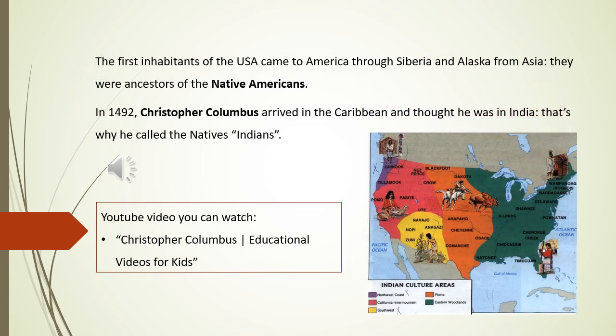The first inhabitants of the USA came to America through Siberia and Alaska from Asia. They were ancestors of the Native Americans. In 1492, Christopher Columbus arrived in the Caribbean and thought he was in India. That's why he called the natives Indians.